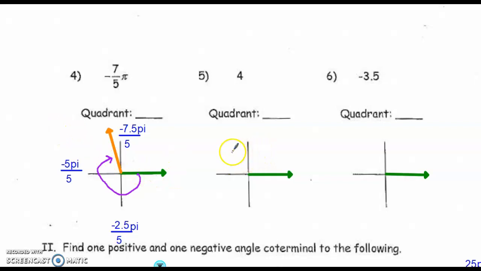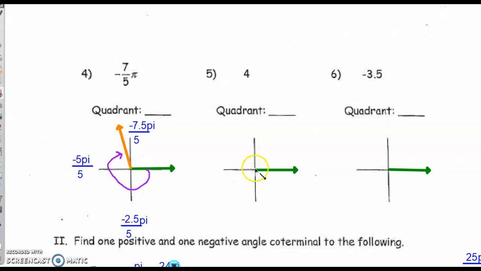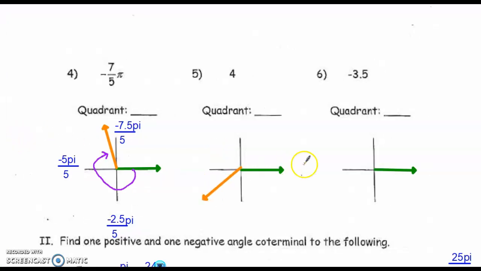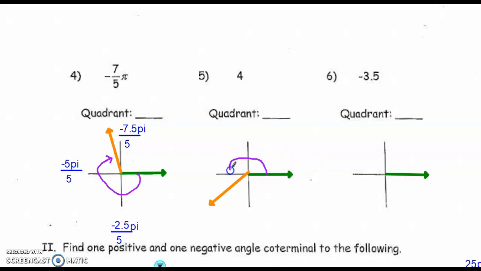We always start in standard position. 4 pi radians, well, you think back to our chart, and we know this is about 1, 2, 3, 4. There you go. Don't forget to draw your arrow. I know this looks like it's strange because there's no pi in it, but that's just 4 radians. 4 radians.